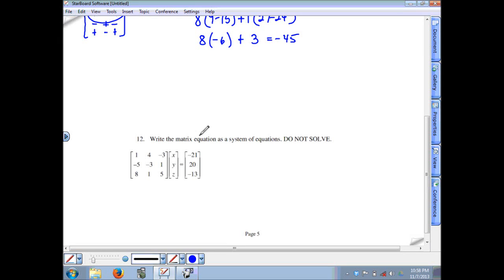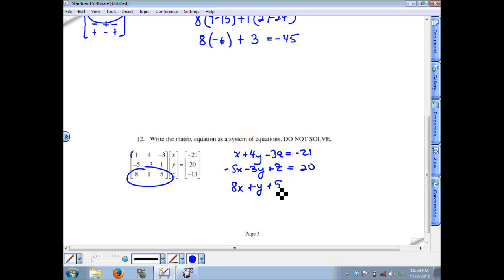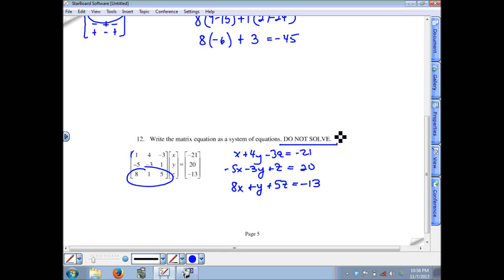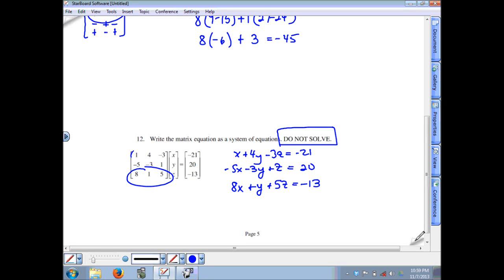Question 12, you're meant to take this matrix equation and write it as the system of equations from which this matrix equation came. So this top row here, these are coefficients of an x, y, z variable respectively, and it would equal negative 21. So this first equation is x plus 4y minus 3z is equal to negative 21. This middle row here are the coefficients of the next equation, negative 5x minus 3y plus z is equal to 20. Bottom row are the coefficients of yet another equation, 8x plus y plus 5z is equal to negative 13. It says specifically, do not solve. So you just leave it.